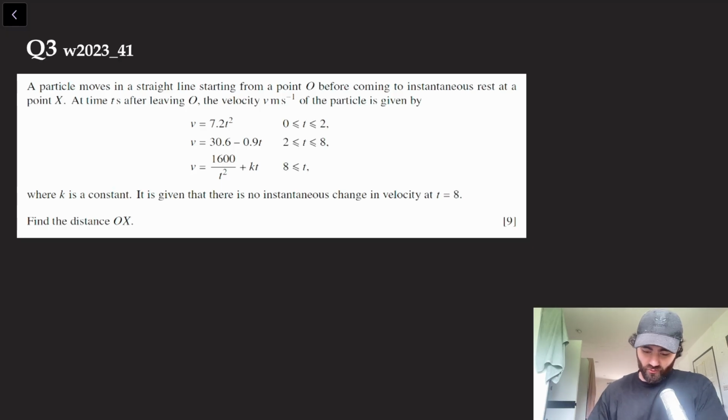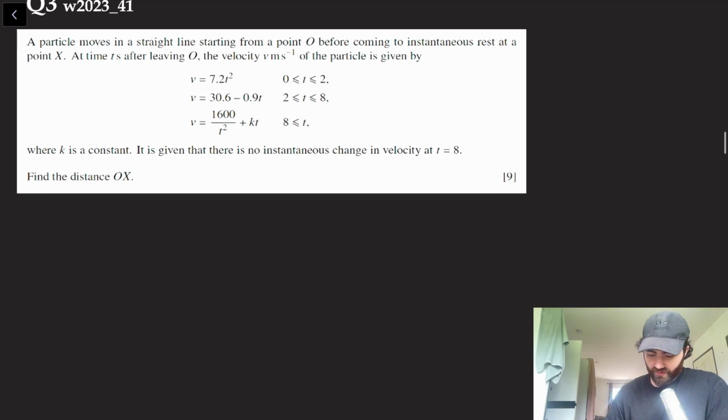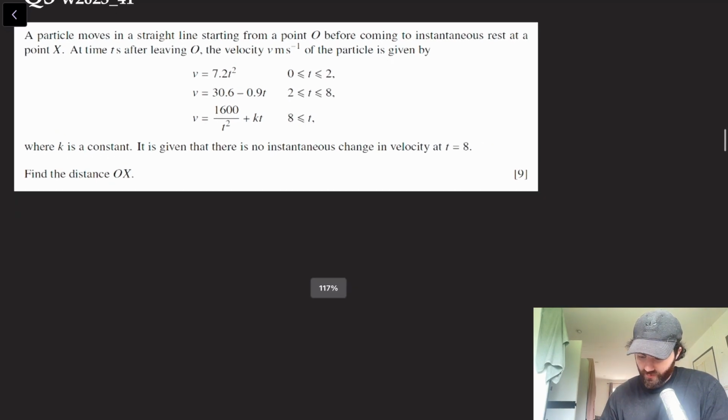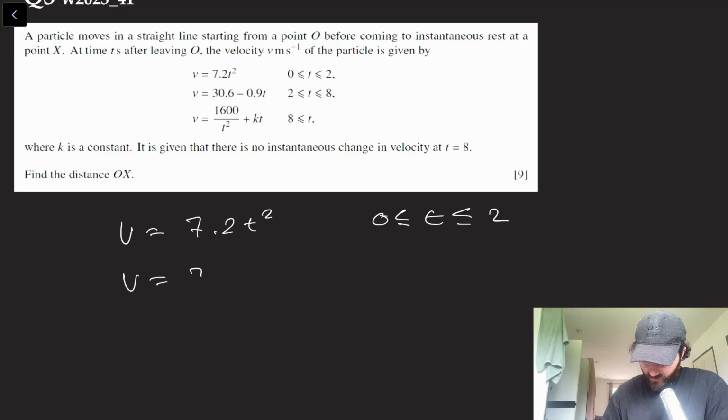A particle moves in a straight line starting at O before coming to instantaneous rest at point X. At t seconds after leaving O, the velocity v of the particle is given by this. Right, let's write this stuff out. So we have v equals 7.2 t squared between these 2 limits. v equals 30.6 minus 0.9 t between these 2.